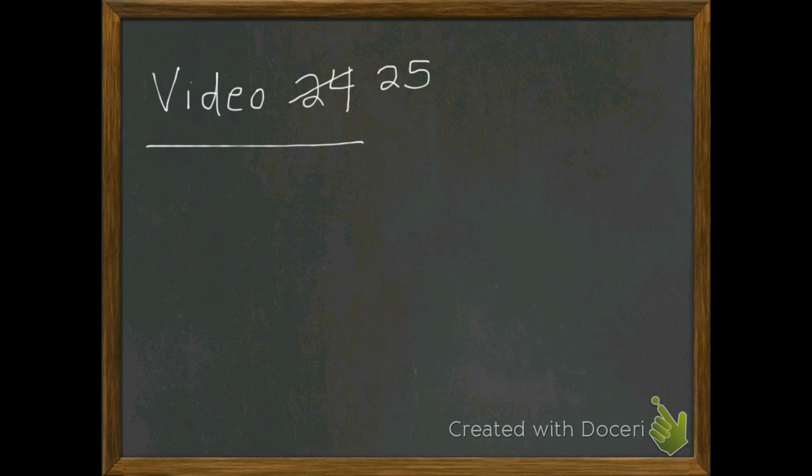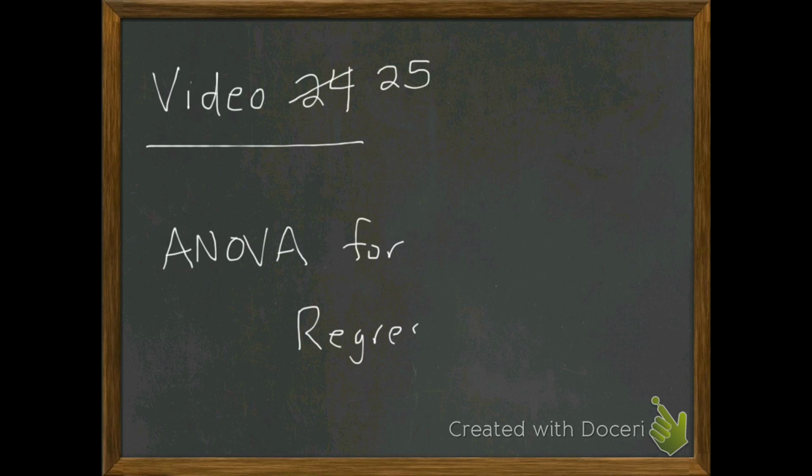This is video number 25, and the topic of this presentation is ANOVA for regression. Guys, I know that we have already touched on this a little bit, but in this video we're going to get into far more about ANOVA for regression than we have in the past. We're going to examine the motivation, how we calculate them, the degrees of freedom, so on and so forth.